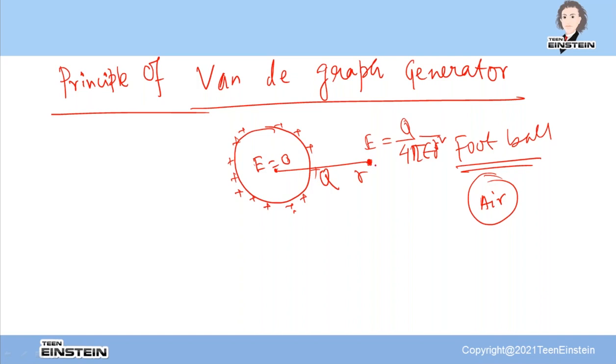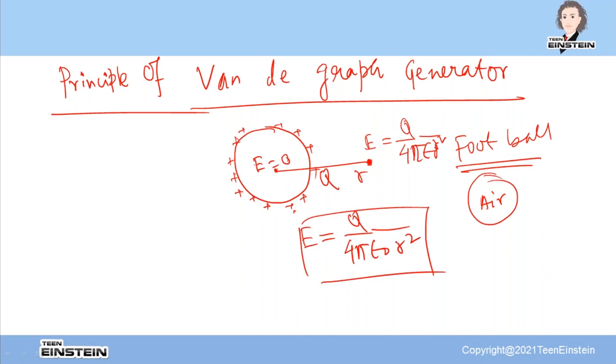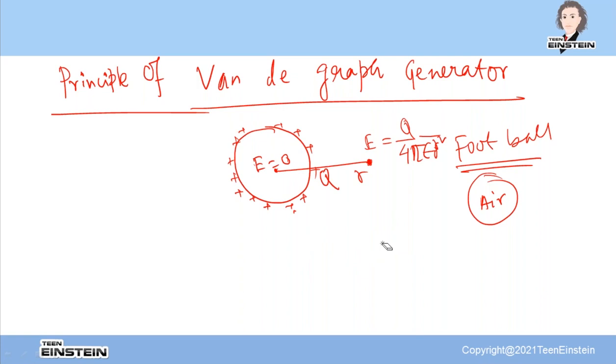You will get the electric field as q by 4 pi epsilon naught r square. This is the expression for the electric field of a point charge. So when you calculate the electric field for such a conducting spherical cell, the electric field inside the conductor will be 0, and outside it will be q by 4 pi epsilon naught r square. That means it will act as a point charge, as if all the charge is concentrated at the center.